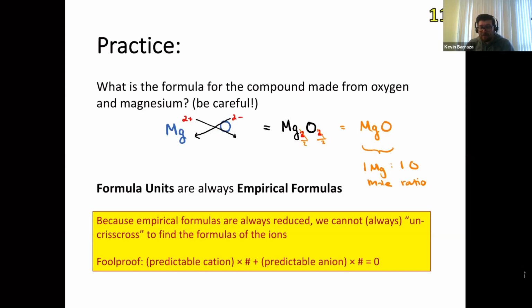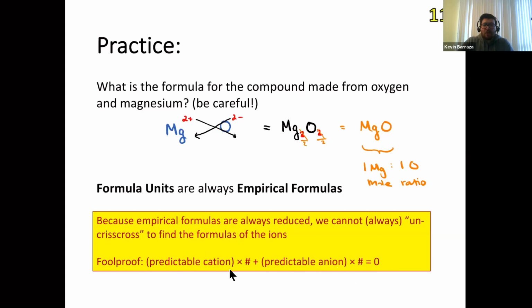It is possible to do it with some compounds, but we need to be on the lookout for, are we sure based off of what we've memorized about these ions? Are we certain that magnesium is going to be plus whatever? And that's when we should memorize. The foolproof way to do it is actually to set up the equation. All of the positive charge and all of the negative charge have to equal 0.